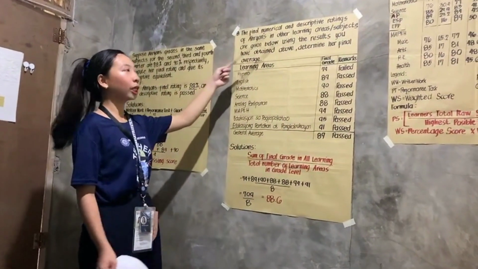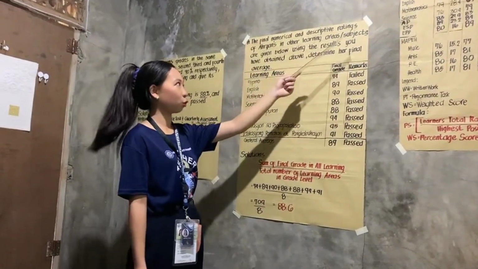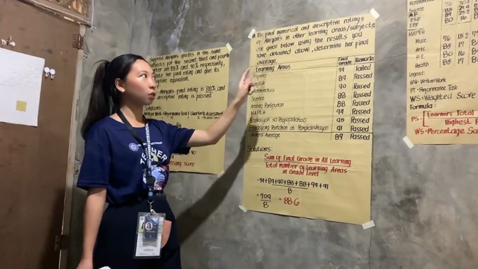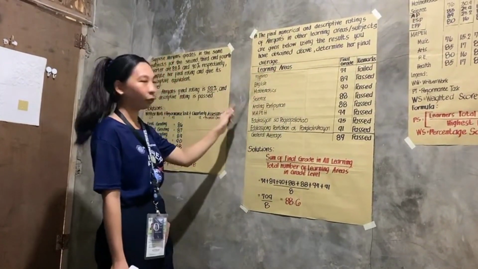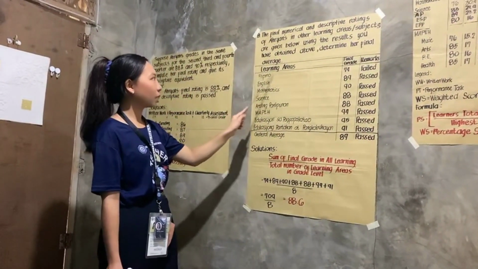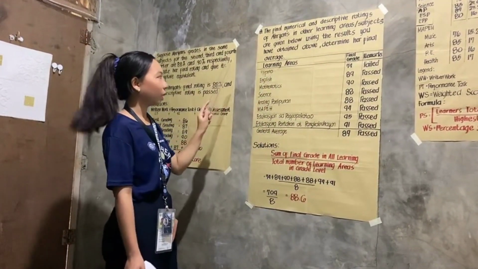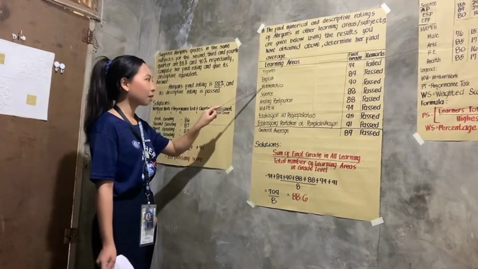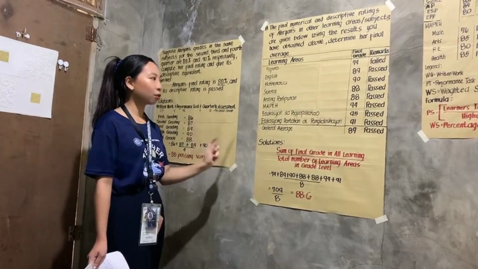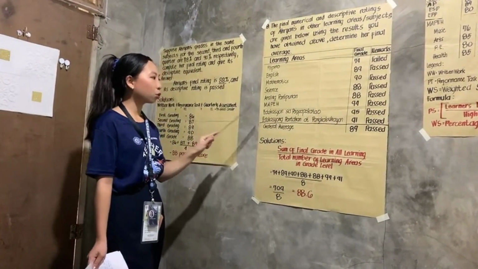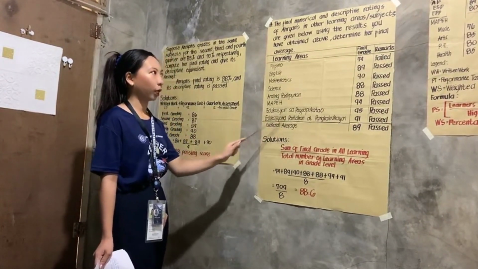The final numerical and descriptive ratings of Aryan in other learning areas or subjects are given below. Using the result you have obtained, determine her final average. So these are the learning areas composed of subjects, which are Filipino, English, Mathematics, Science, Araling Panlipunan, MAPE, Edukasyon sa Pagpapakatao, Edukasyong Pantahanan at Pangkabuhayan, and the general average.